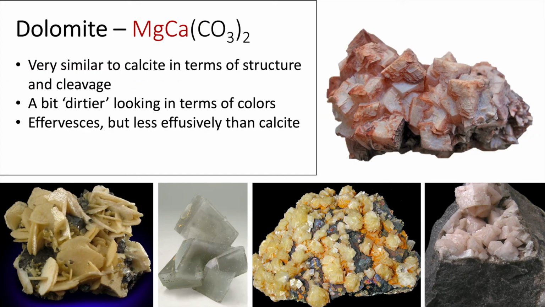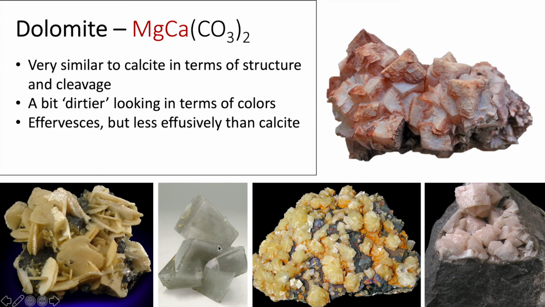All right, so the third then of those 3 important carbonates is dolomite. This is where instead of having just calcium and the carbonate anionic group, we're adding in some magnesium. And so dolomite is very similar to calcite in terms of its structure and its cleavage. So you're going to see very similar habits, that rhombohedral cleavage. It's often a bit dirtier in terms of the colors it displays. So you can see here in these pictures, it often has a pinkish color or a tannish color.